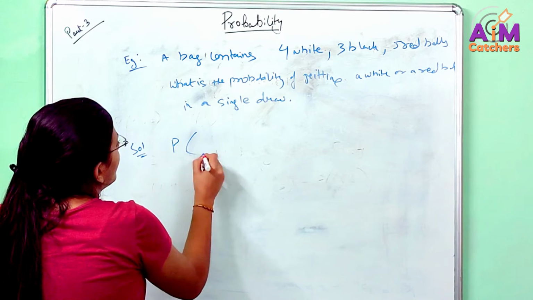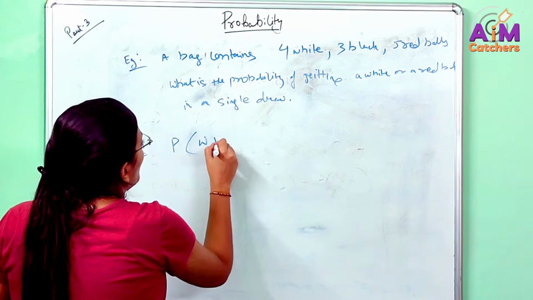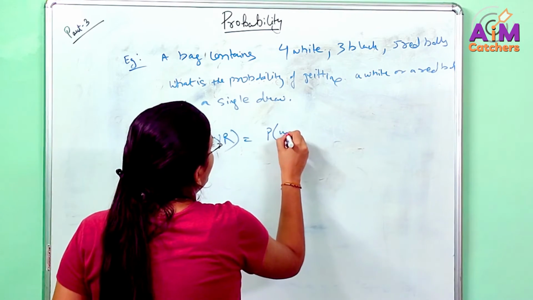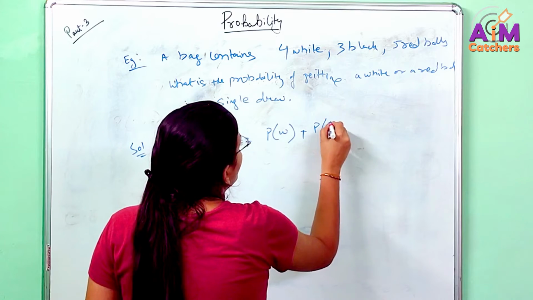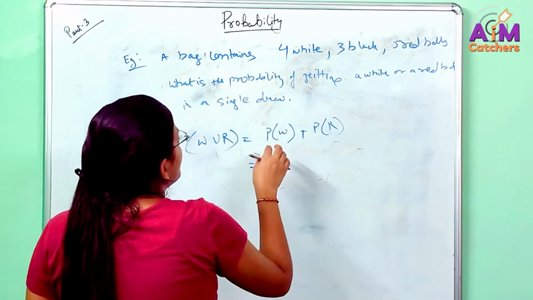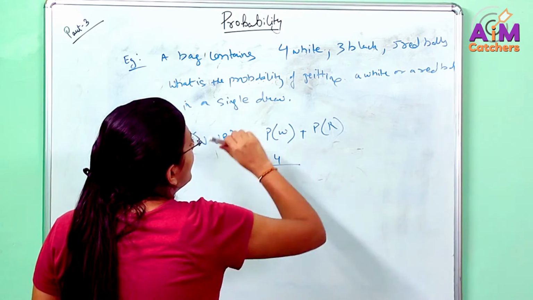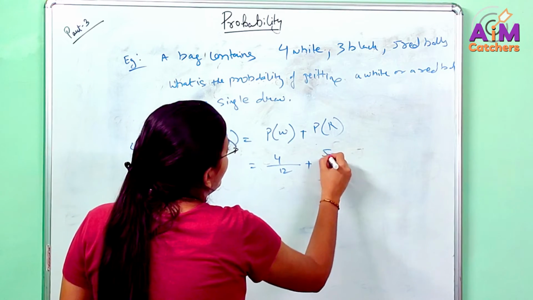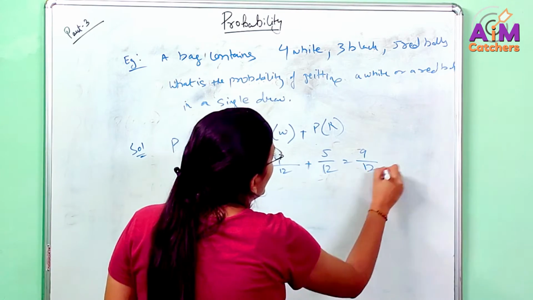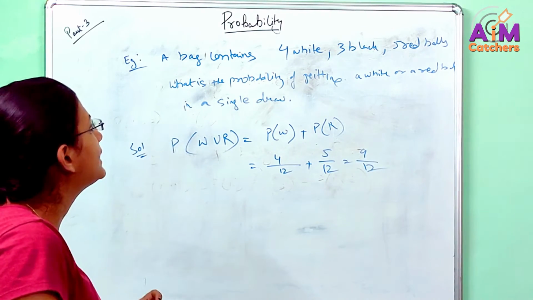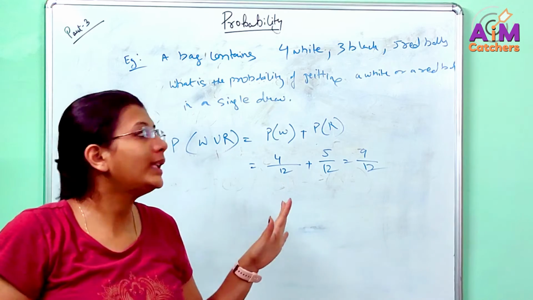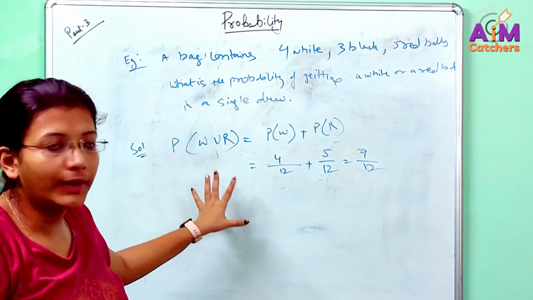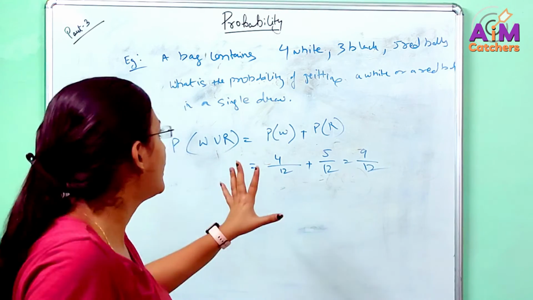So here we can write the solution. What we require is P of white or red ball, white union red ball. Since this is a mutually exclusive event, the formula will be probability of getting white plus probability of getting red. What is the probability of getting white? 4 by the total number of balls. What is the total number of balls? It is 12. Probability of getting red, 5 by 12. So the answer is 9 by 12. That's it. See, I can explain this to you in another way. This is very clear to all of you, but if you have doubt for conceptual understanding, I am sharing one more thing.